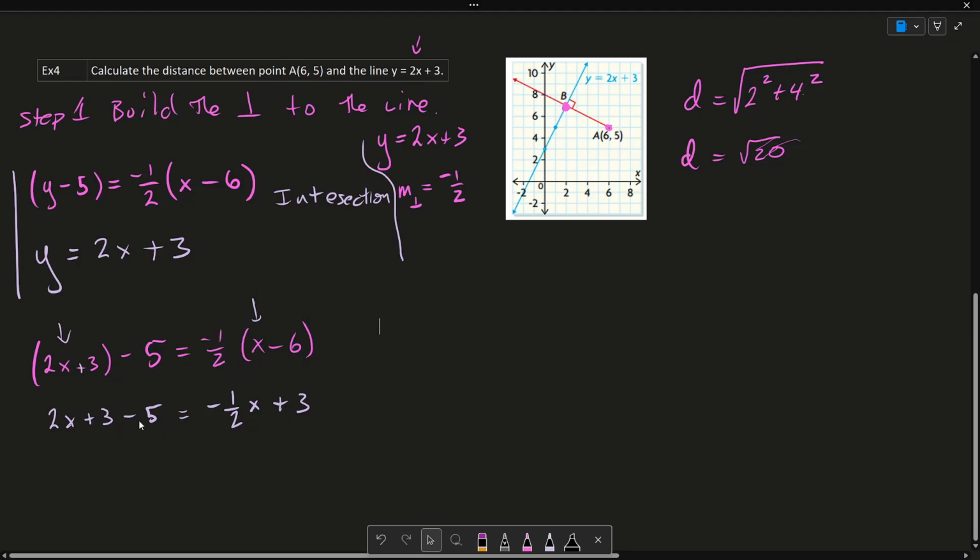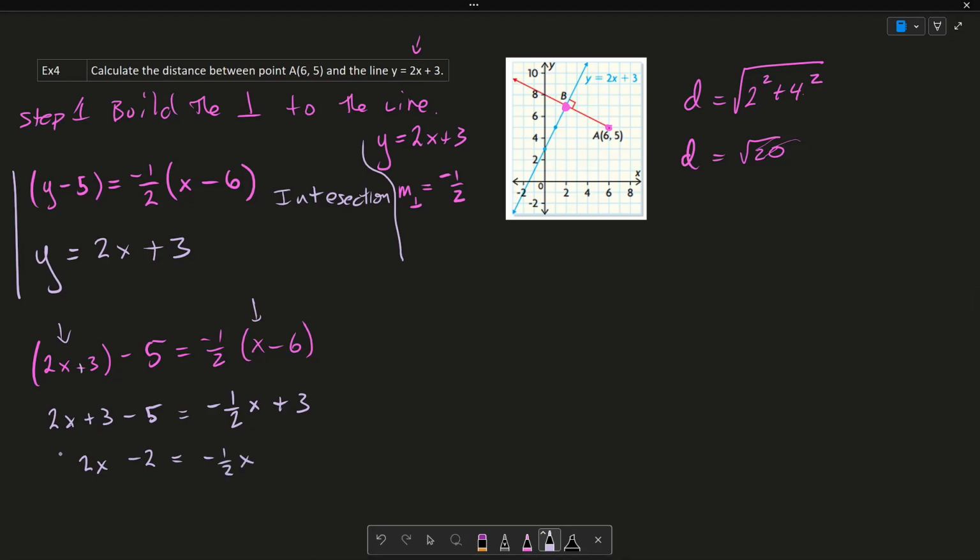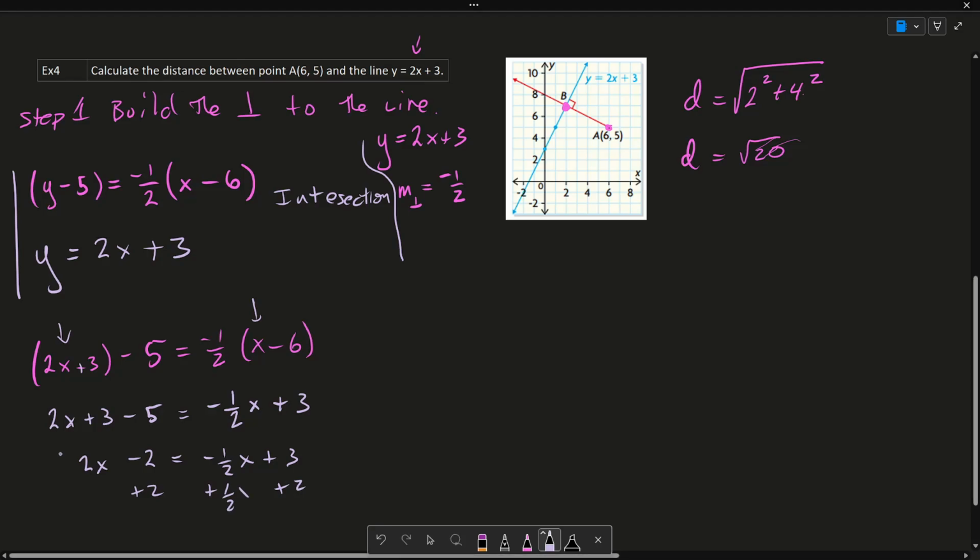We've got some like terms right here. So this is a 2x, plus 3 minus 5. A positive 3 and a negative 5 is going to give me a negative 2, and this is a 2x still, equals a negative 1/2 x plus 3. So I'm going to add 2 to this side and this side, and I'm going to add 1/2 x to each side as well.